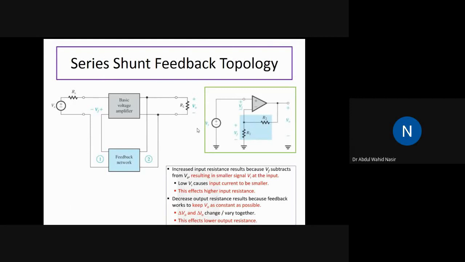It's the series-shunt feedback topology, which you have already seen. This is the voltage source, this is the source resistance, and this is VF equal to beta times V naught. Then we have the load resistance. One related example with this series-shunt feedback topology of an amplifier has been given on the right-hand side of your PPT. You can consider this an example of a series-shunt feedback amplifier.